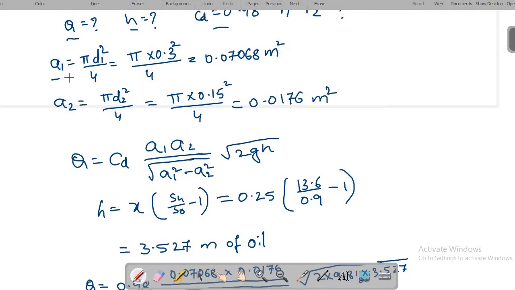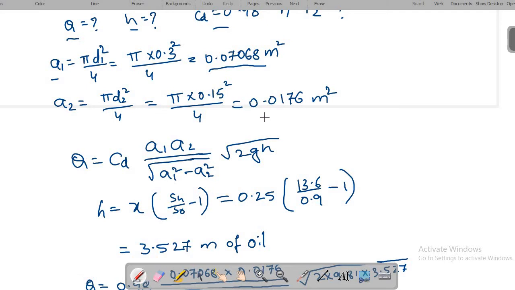Okay, so as usual, the first step we have to calculate the A1 and A2. So we are calculating A1 using the formula pi d square by 4, A2 using the formula pi d square by 4, but the diameter at inlet is 0.3. According to that, I got the area as 0.7068 meter square, and A2 pi d square by 4. So D I am taking as the throat diameter 0.15.